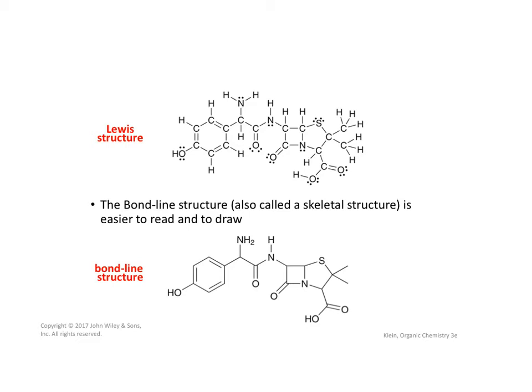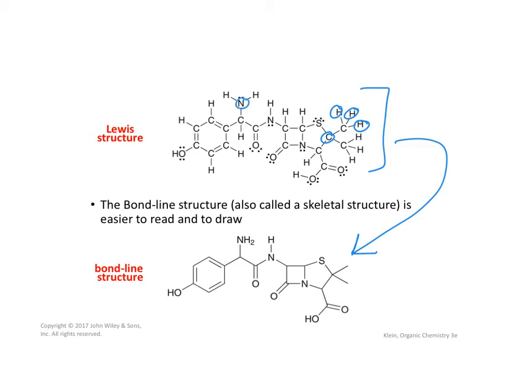And this is what we'll be using throughout the rest of organic chemistry. So this is the Lewis structure, and this is the bond line structure. So what is the difference that you notice between the two? Well, first of all, the hydrogens have been omitted, and also all of the carbons have been omitted. So we don't draw out the carbons and the hydrogens in bond line structures.